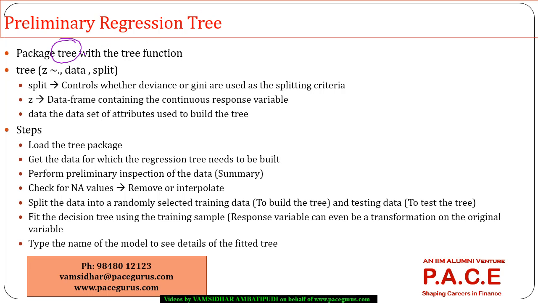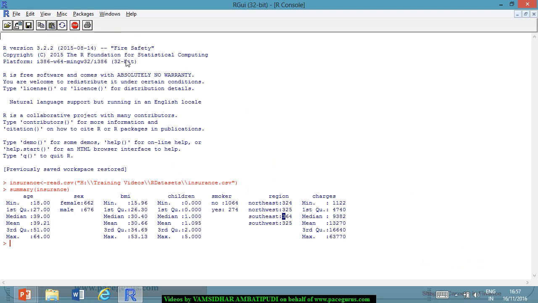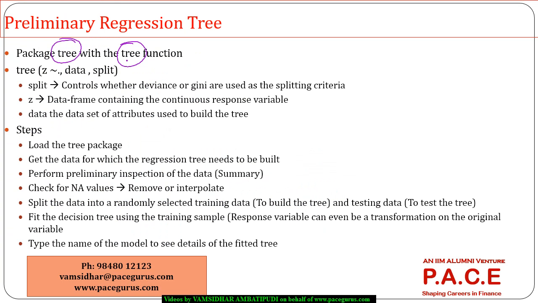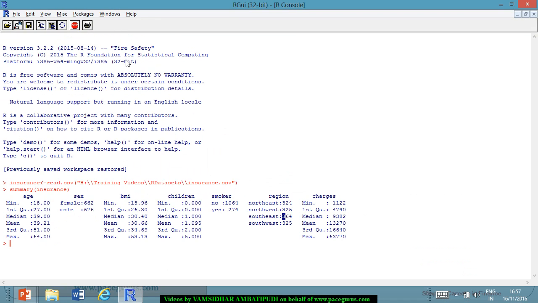So this could be installed from the tree package with the tree function, just like the one we have used for the preliminary classification tree. That's the same thing I'm going to use here as well, right? So I would like to use the tree package with the tree function. I think it's already installed on my system, but if it is not installed, it's better that I install it.